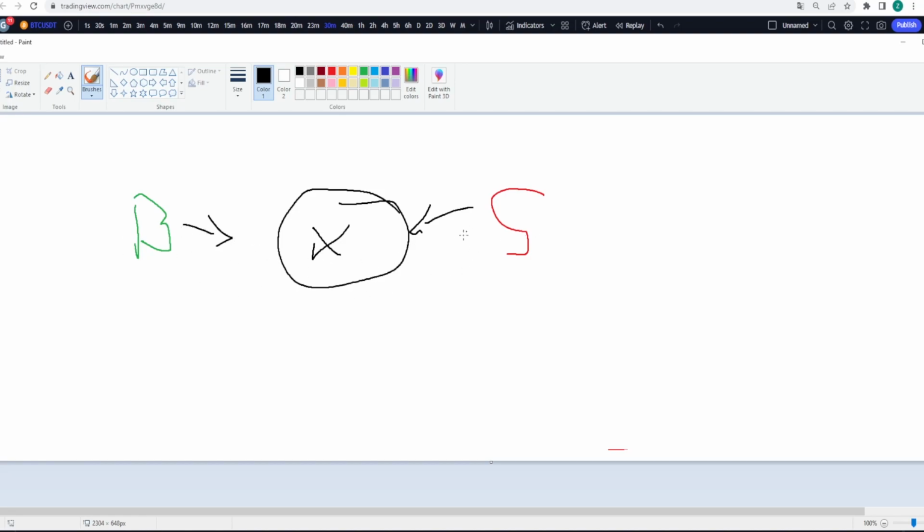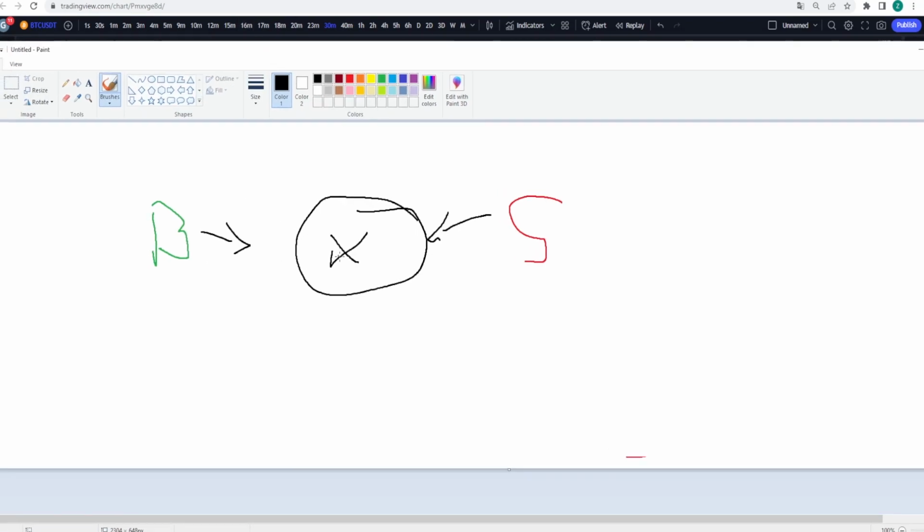Okay, so they always need a balanced system. They need just as many buyers as they have sellers. Now, what happens if there are not enough buyers or not enough sellers? What happens if an asset is just really hated and there are only sellers coming into the market? Well, then we have the little thing we call funding.